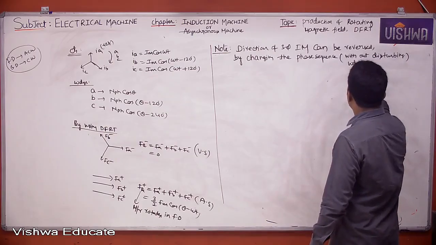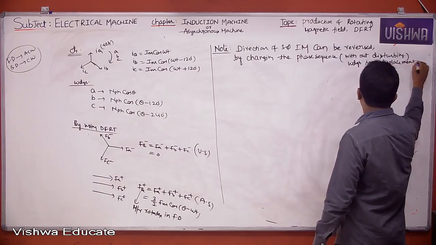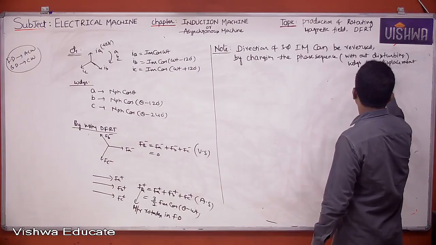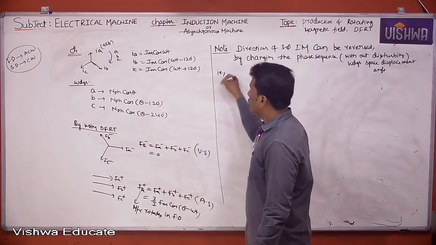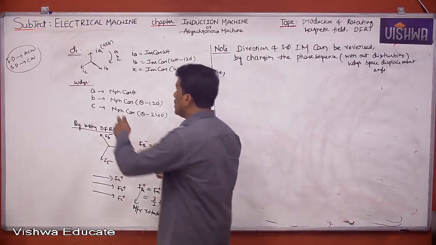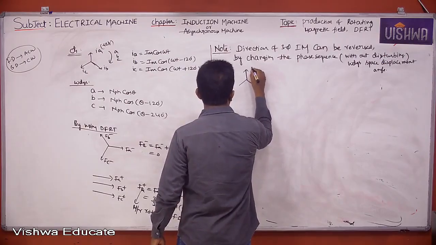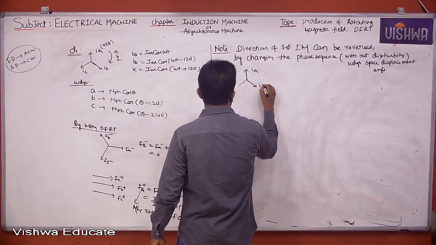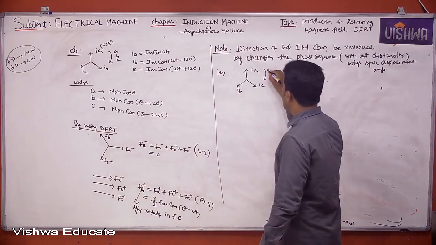Okay, by changing the phase sequence without disturbing the windings space displacement, without disturbing the winding space displacement angle. That is, phase sequence change means what? Instead of ABC, now we should take what? ACB. This is IA, this is IC, and this becomes IB. ACB is the phase sequence here.